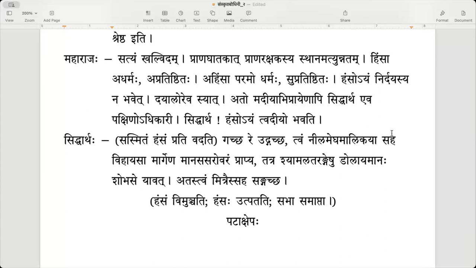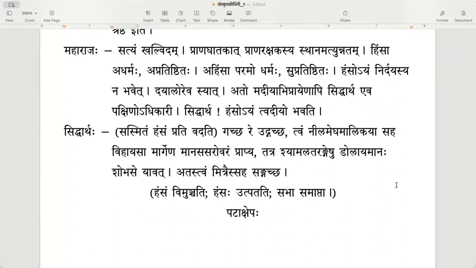Ahimsa paramo dharmaha supratishtataha. The non-violence is the supreme dharma and it is endorsed. Shruti Vakyam, you know, you have Nahimsyat Sarva Bhutani. There is a Shruti Vakyam to support it, whereas there is no Shruti Vakyam to support violence. Hamsoyam nirdayasya na bhavet. This one will not belong to the merciless, the incompassionate one. Dayaloho eva syat. It must belong to the merciful one. Atah madiya abhiprayenapi Siddhartha eva pakshinah adhikari. Therefore, in my opinion also, Siddhartha is the rightful owner of this bird.